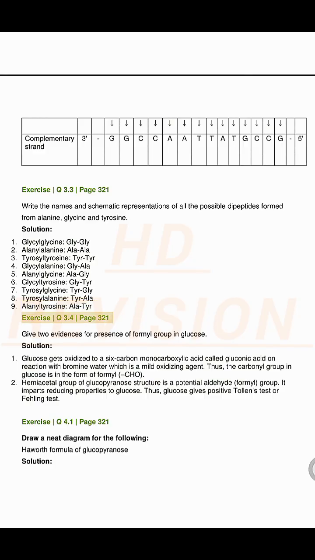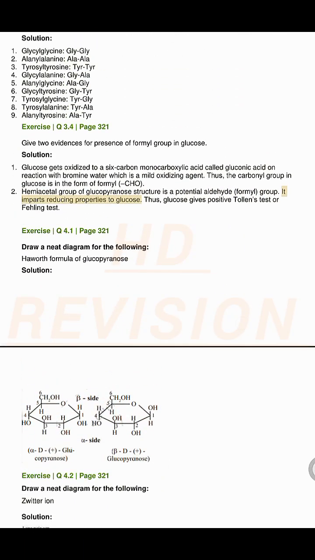Exercise Q3.4, page 321. Give 2 evidences for presence of formyl group in glucose. Solution: 1. Glucose gets oxidized to a 6-carbon monocarboxylic acid called gluconic acid on reaction with bromine water, which is a mild oxidizing agent. Thus, the carbonyl group in glucose is in the form of formyl CHO. 2. Hemiacetal group of glucopyranose structure is a potential aldehyde, formyl group. It imparts reducing properties to glucose. Thus, glucose gives positive Tollens test or Fehling test.